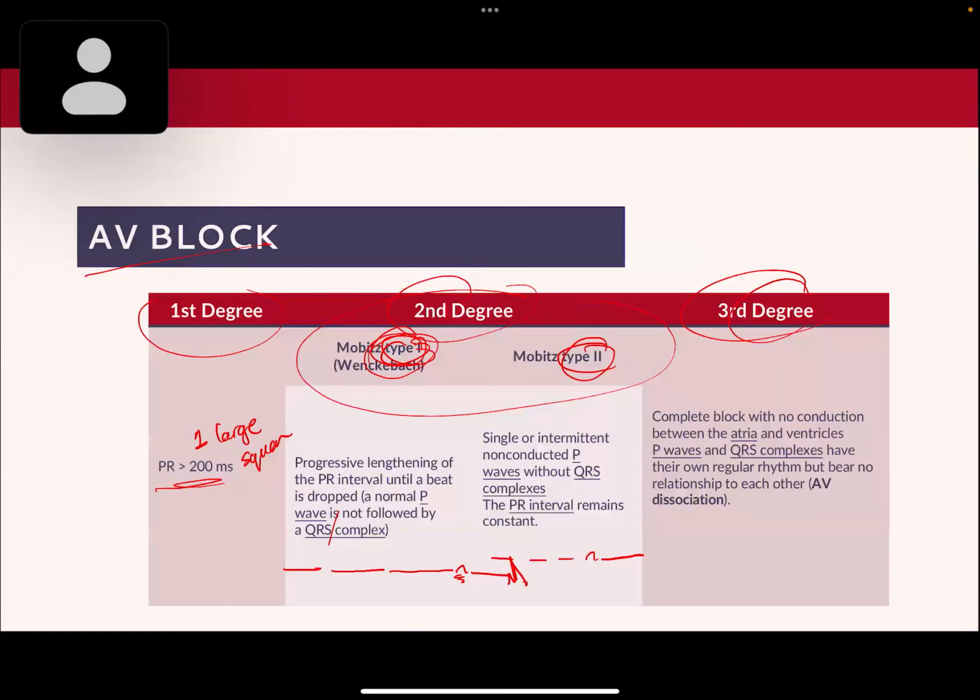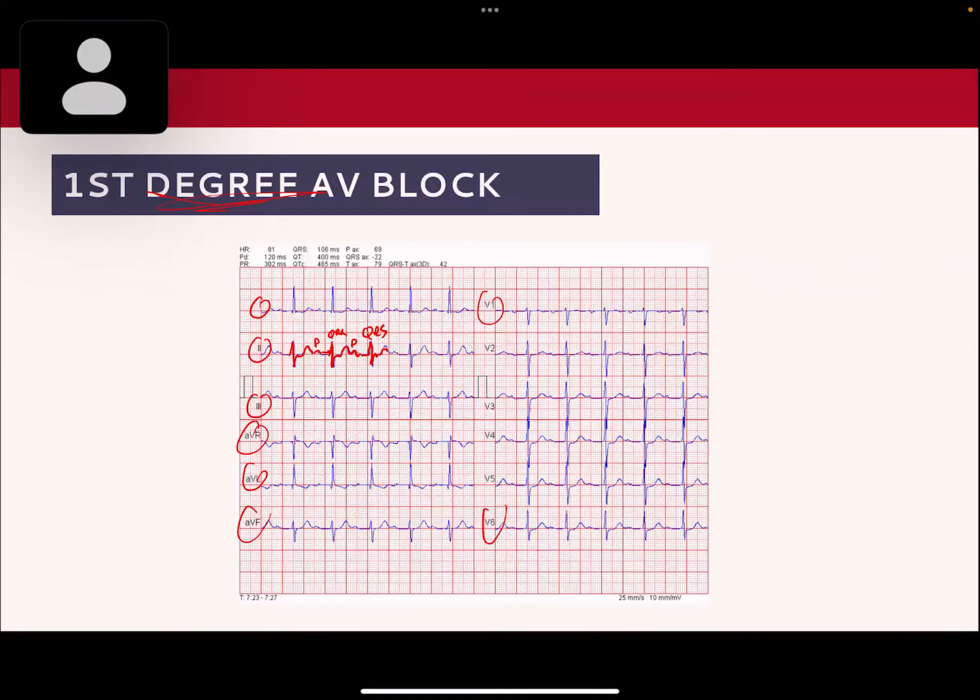Let's go back to the box. Second degree type 1, which is also known as Wenckebach, has progressive lengthening of the PR interval plus a beat drop. Type 2, on the other hand, has normal PR intervals, but sometimes the P wave does not result in a QRS complex. We have P waves, but not after every P wave is there a QRS complex. Okay, so this is the second degree.